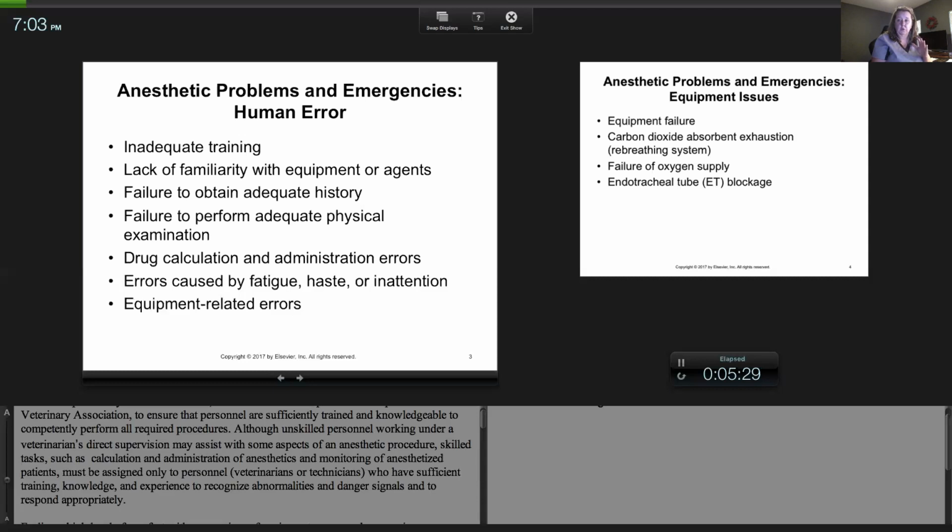If we don't get a history and we don't know that this dog was sensitive to acepromazine, or we missed a heart murmur, or we missed respiratory distress, it's going to cause a problem. And then a big thing is your drug calculation and administration.